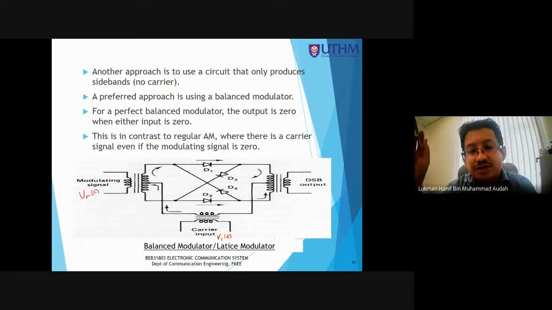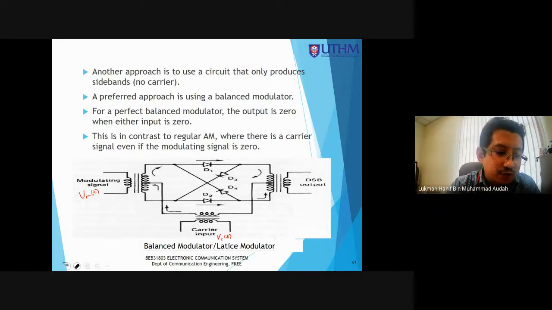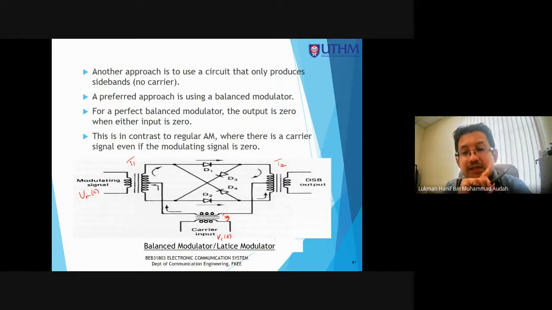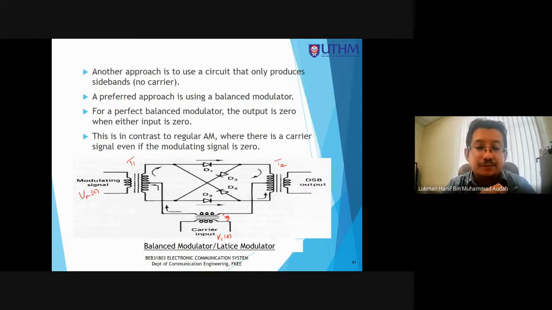Kita kena fahamkan dulu circuit ini di mana carrier, di mana modulating circuit, dan di sini ada dua transformer. We have two transformer over here, T1 and also T2 pada circuit ini. Di sini juga ada transformer T3. Dan ada 4 diode, D1, D2, D3 and D4. Dalam satu-satu masa ada 2 diode akan berfungsi. Macam mana? Kita akan lihat.